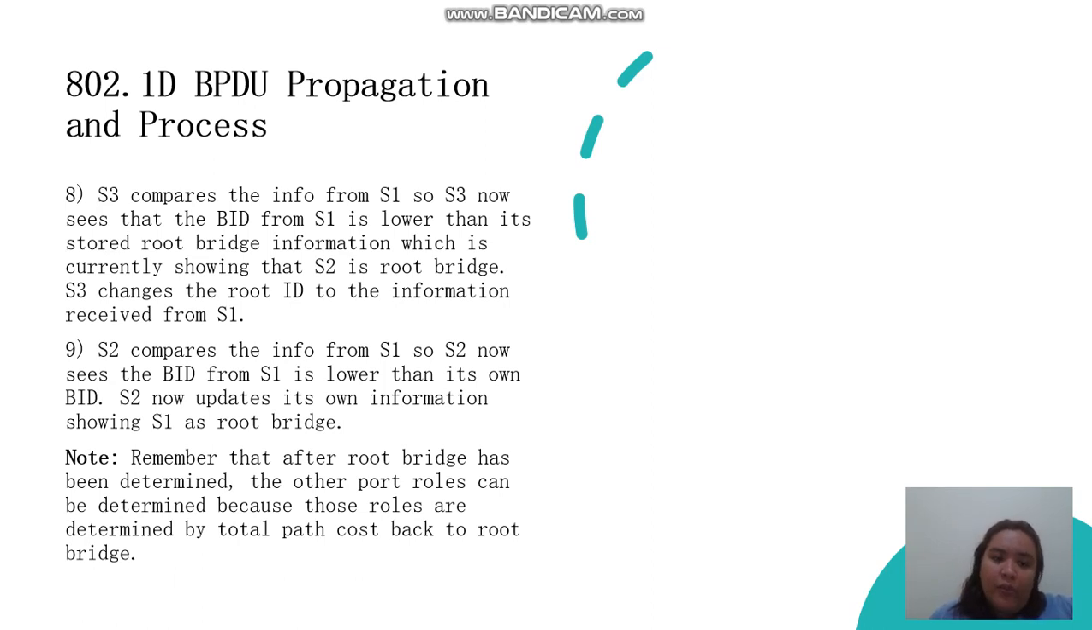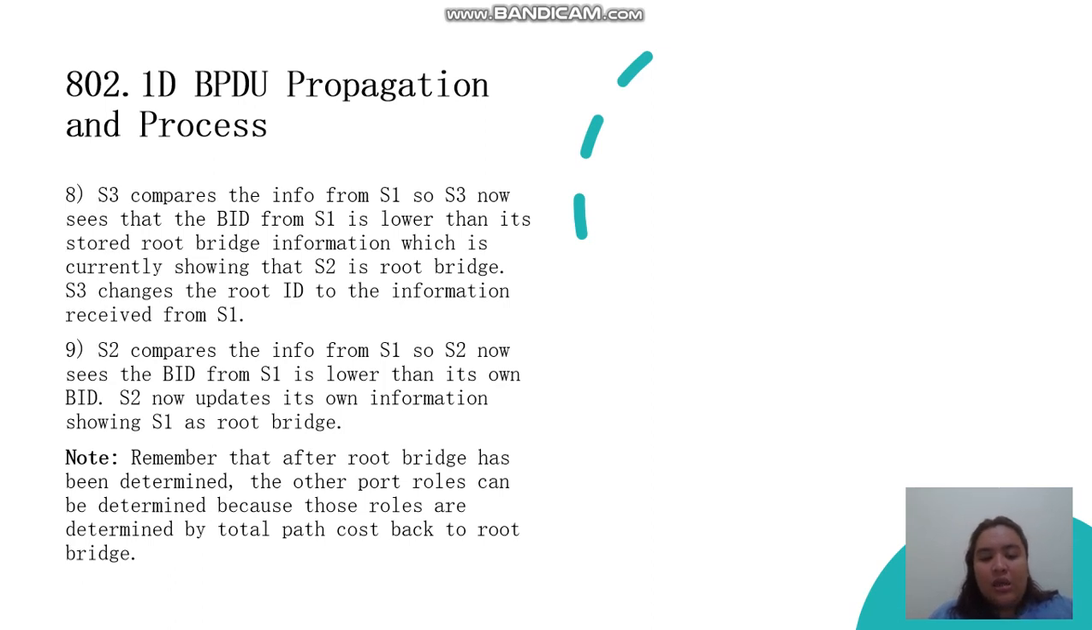So when S3 compares the information from S1, S3 now sees that the bid from S1 is lower than its stored root bridge information, which is currently showing that S2 is root bridge. S3 will change the root ID to the information received from S1. When S2 compares the information from S1, S2 now sees the bid from S1 is lower than its own bid. So S2 will now update its own information showing S1 as a root bridge.